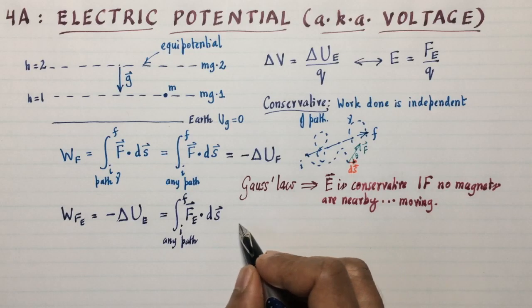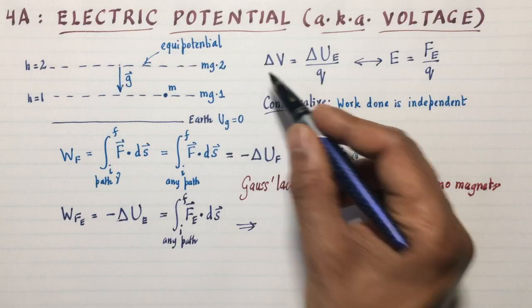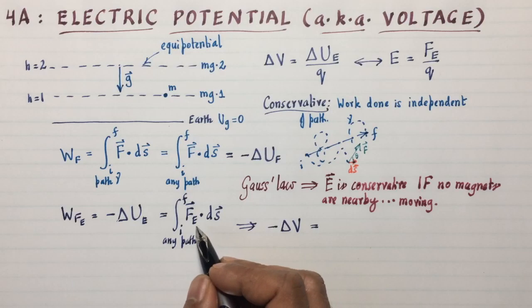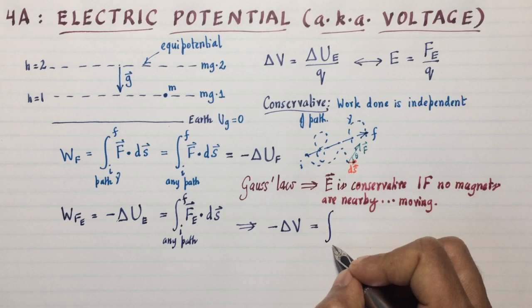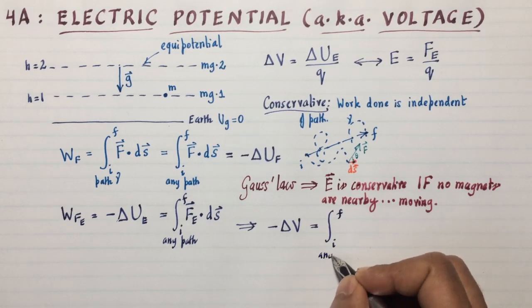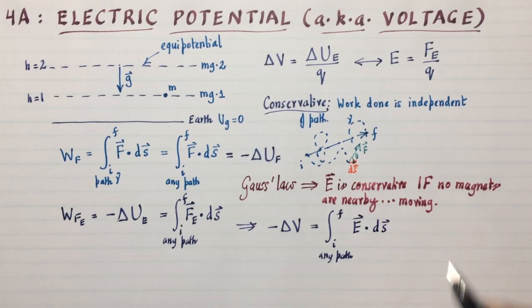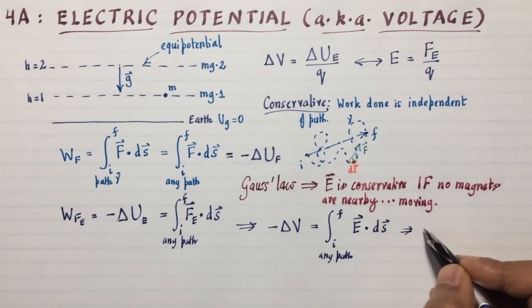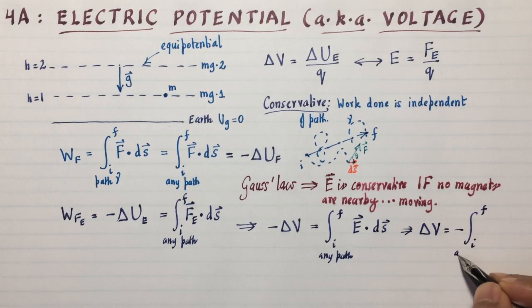Now what I'm going to do is divide both sides by q. If I divide the left hand side by q, I'm going to get negative the change in the potential. And on the right hand side, if I divide by q, the electric force divided by q is just the electric field. So I'm going to get the integral from i to f along any path of the electric field dotted with the displacement vector ds. Now the negative sign here does not look good, so I'm going to transfer it over there. So I get delta V equals negative the integral from i to f along any path of E dot ds.